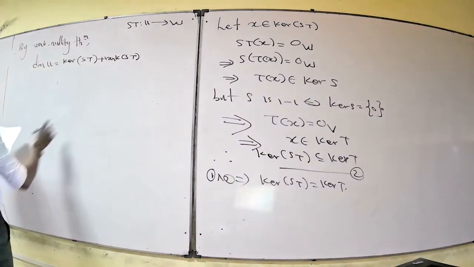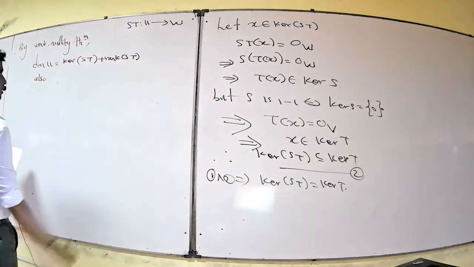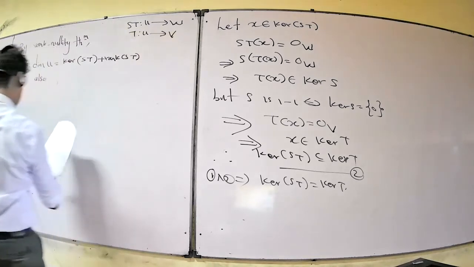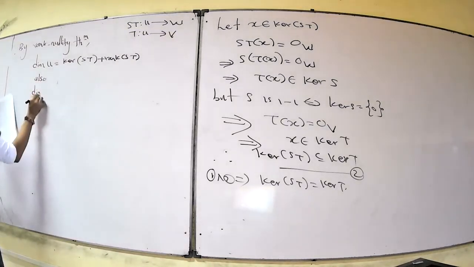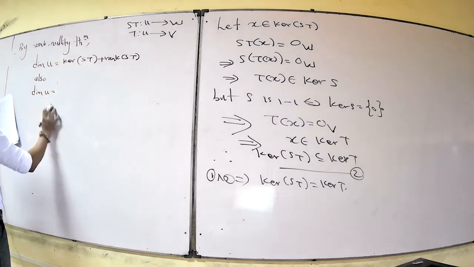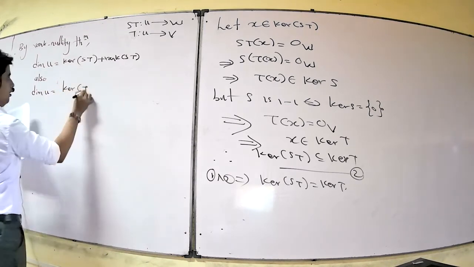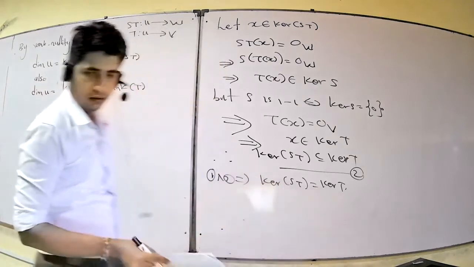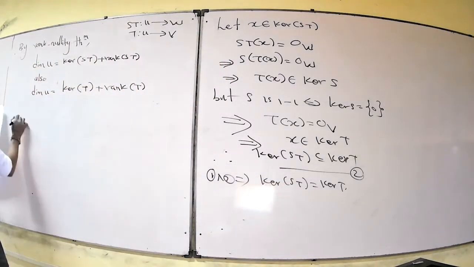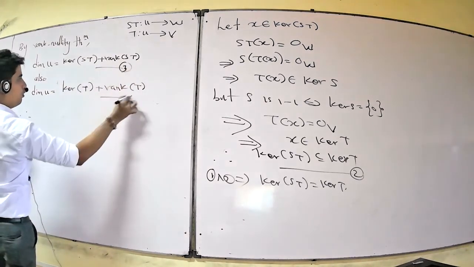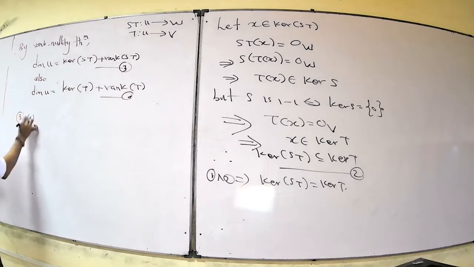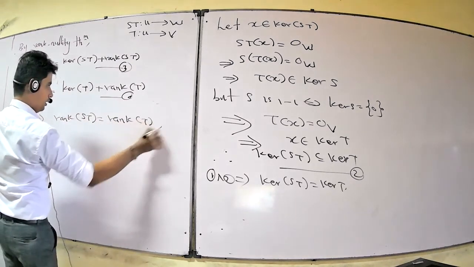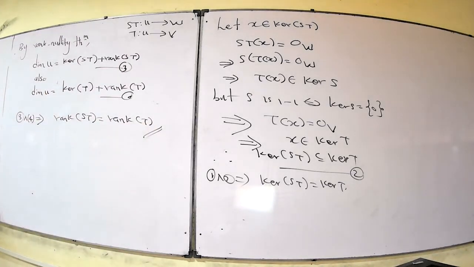Also for the T function, T maps U to V, so you can again write the dimension theorem: dimension of U equals dimension of kernel of T plus rank of T. But you proved kernel of ST equals kernel of T. Therefore 3 and 4 imply rank of ST equals rank of T.